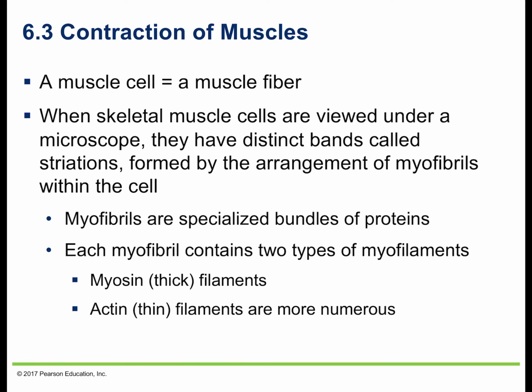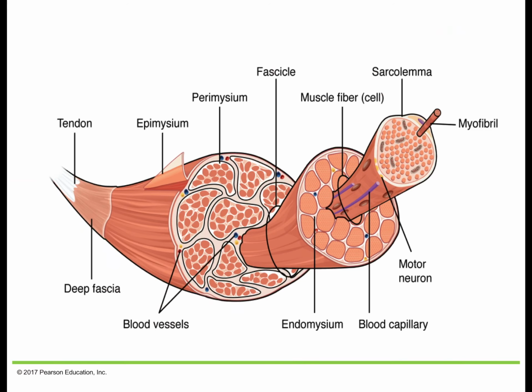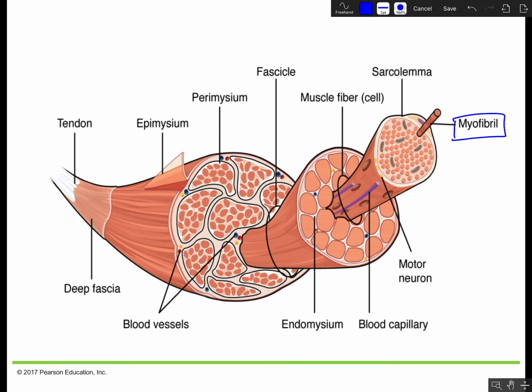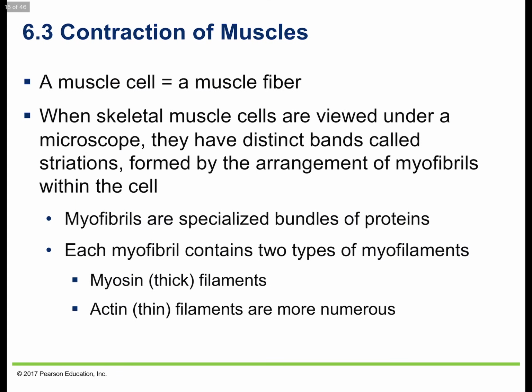When we look at them under a microscope, and go right back to this picture here, you're going to have these tubes that exist inside a muscle fiber. They're called myofibrils. And guess what? Within them, you're going to have myofilaments, called myosin and actin filaments. So there's thick and thin. Always remember, actin is thin.